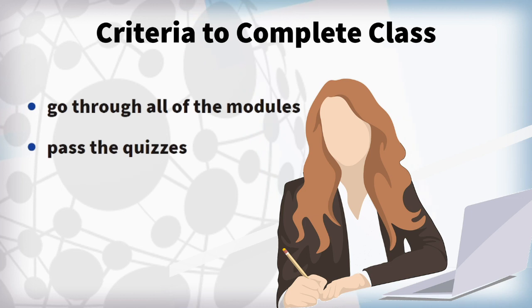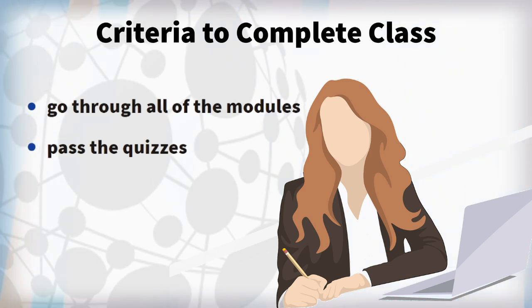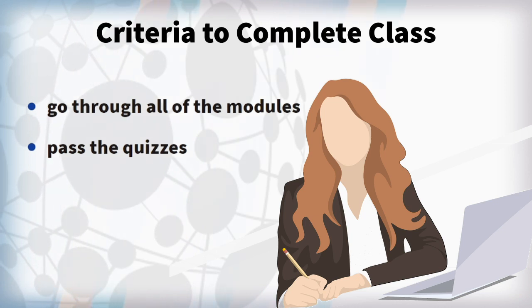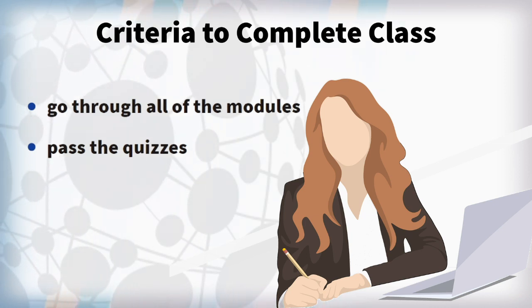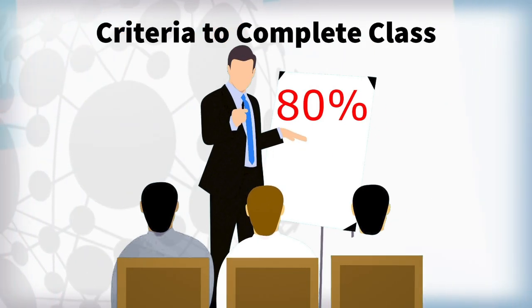So, to complete the class, you will need to go through all the modules and pass the quizzes at the end of each module. There will also be a final exam at the end of the class. You will need to score at least 80% to pass each quiz and exam.